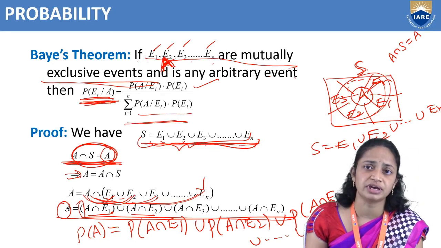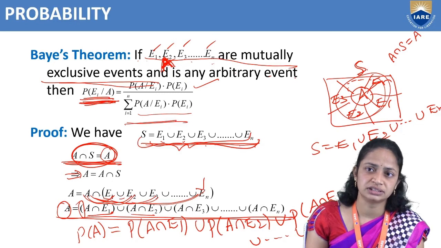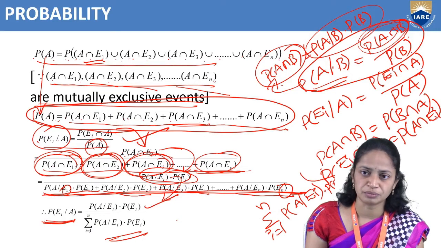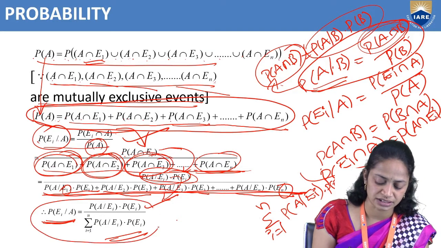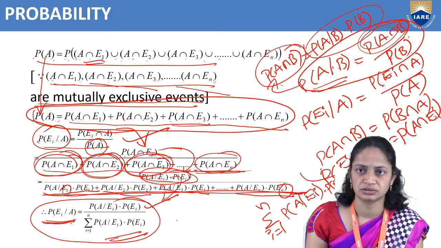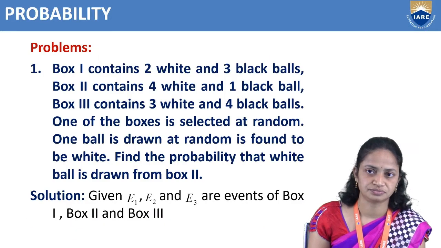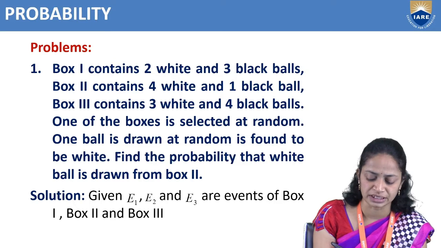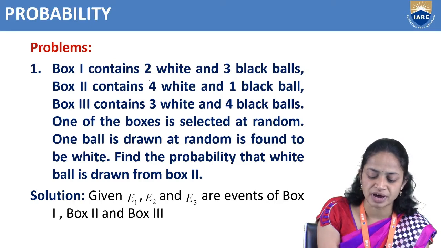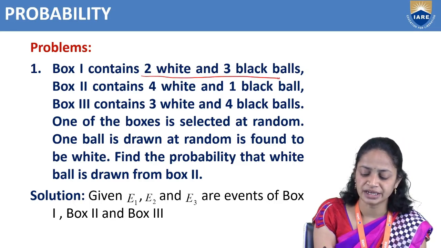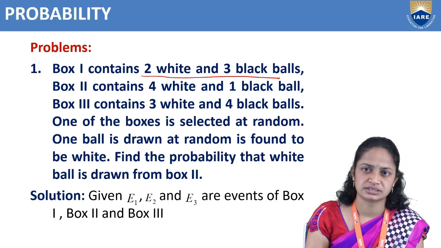So this is a very important theorem, Bayes theorem. You have to remember this formula. Based on this formula we have some problems. Okay, so the first problem is: box 1 contains 2 white, 3 black balls.